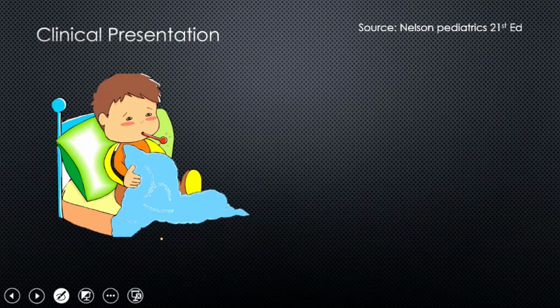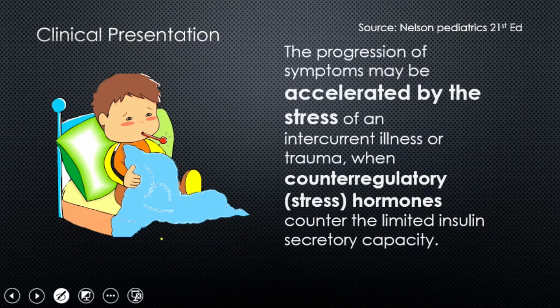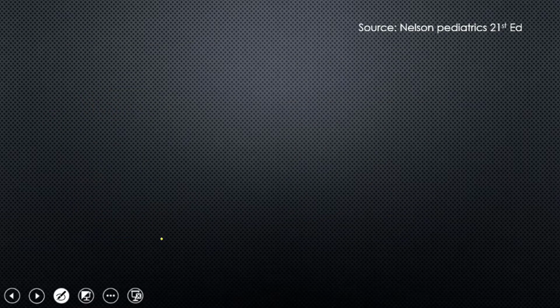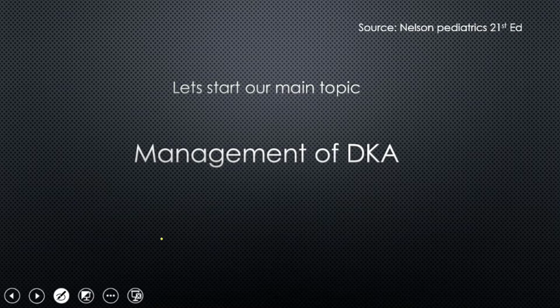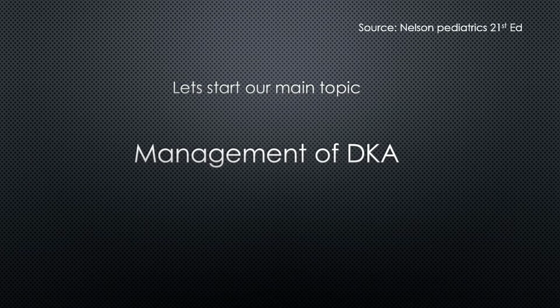Now the patient usually lands up in diabetic ketoacidosis during an episode of stress. This stress can be intercurrent illness, trauma, and this occurs when the counter-regulatory hormones cannot be antagonized by the action of insulin. So let's start with our main topic, management of diabetic ketoacidosis. So coming to the management.